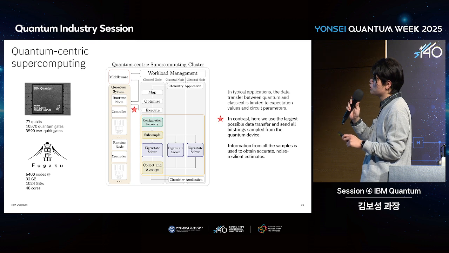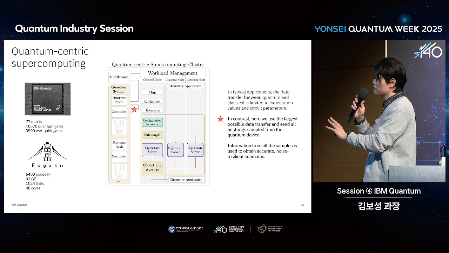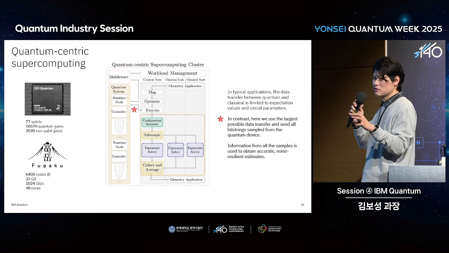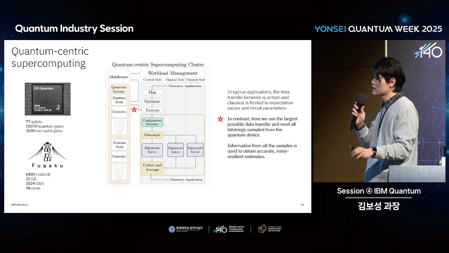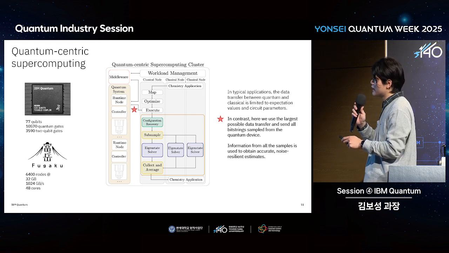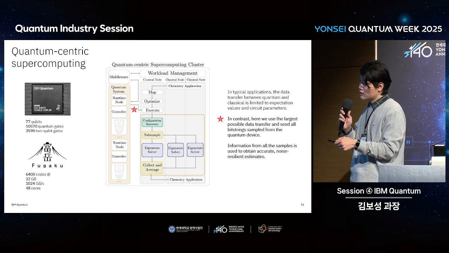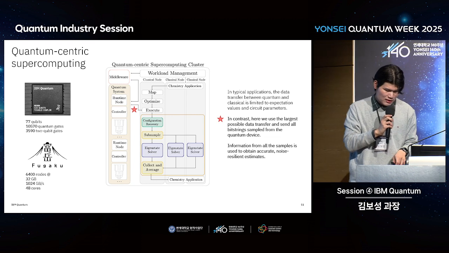In typical applications, the data transfer between quantum and classical is normally limited to the circuit itself, the expectation values, or circuit parameters. But here we are looking into our samples, the binary data we obtain from the quantum computer. So it now goes to enormous size. We are using the largest possible data transfer between quantum computer and classical computer, sending all the bit strings from the quantum device. This data transfer was very important, but still we made it.